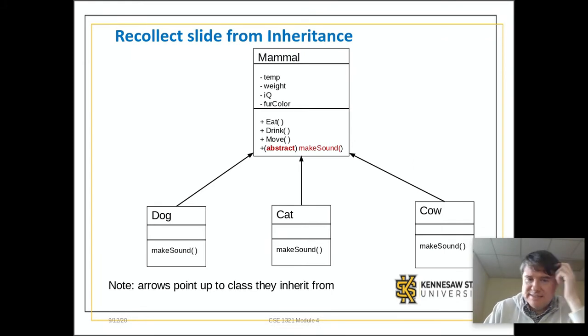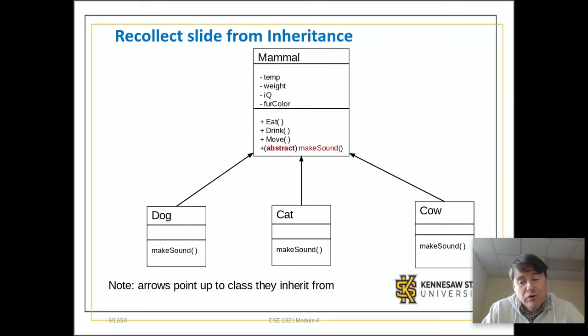Okay, so let's take an example here. So here's our UML that we've talked about before. So we have our mammal. This is obviously our parent class, and it has 4 attributes: temperature, weight, IQ, and fur color. And then we have 3 methods that are actually fully defined here. We have an eat method, we have a drink method, and we have a move method. And so the assumption here is that all of my children will be the same. They will all have the same ability to eat, the same ability to drink, and the same ability to move.